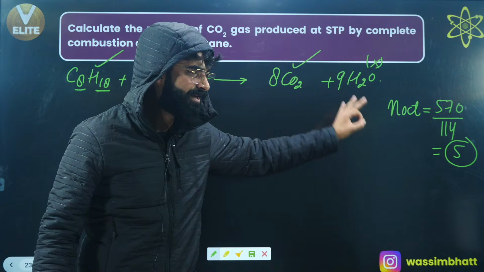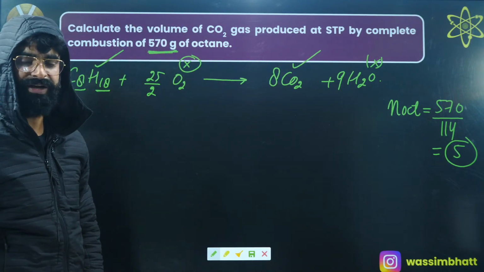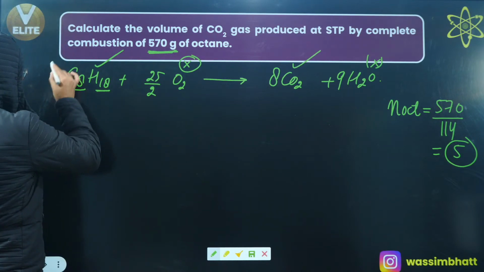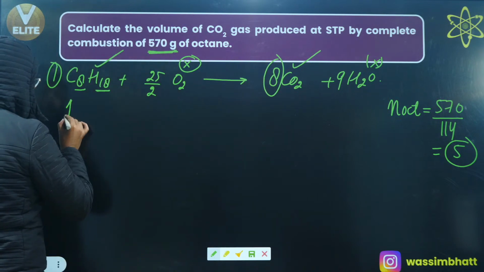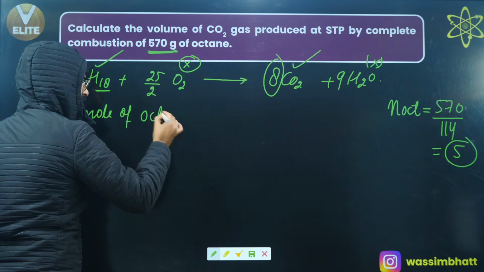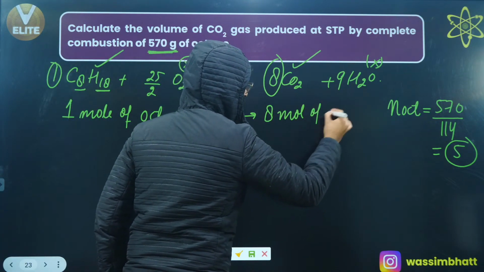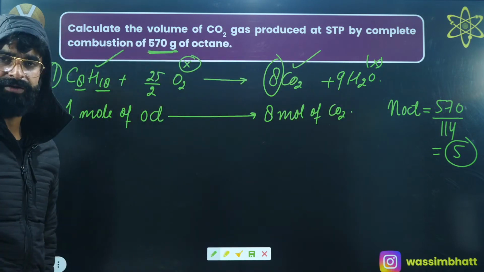I converted the given quantity into number of moles, right? Now, use the simple mole method. Stoichiometric coefficient over here is 1. Stoichiometric coefficient over here is 8. Can I say 1 mole of octane gives 8 moles of carbon dioxide? 1 mole of octane gives 8 moles of carbon dioxide.